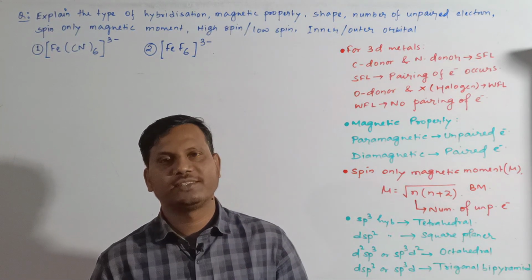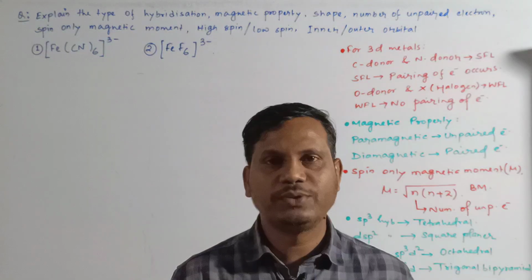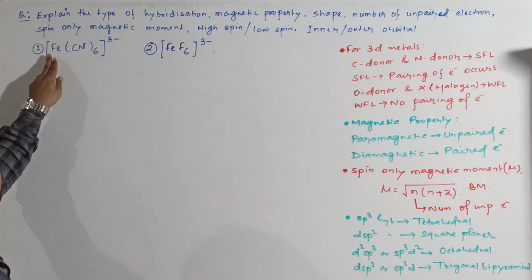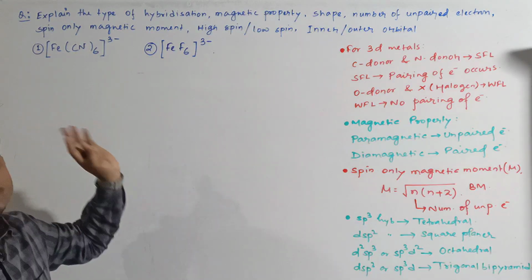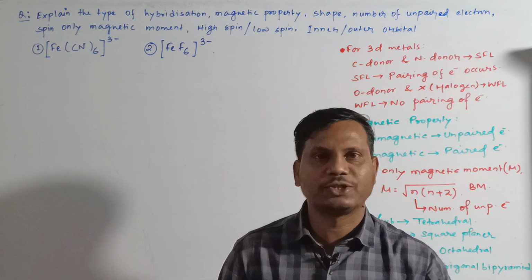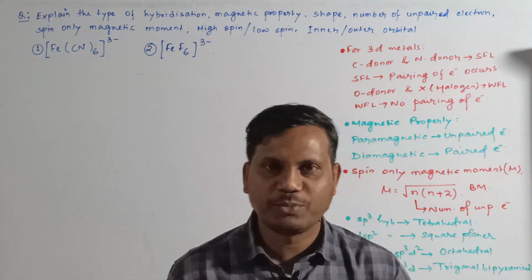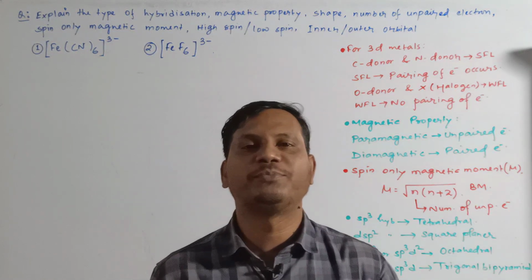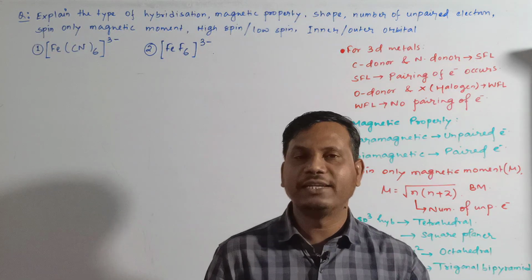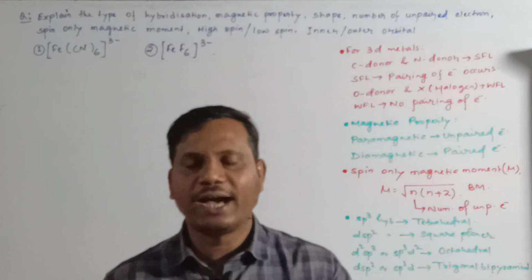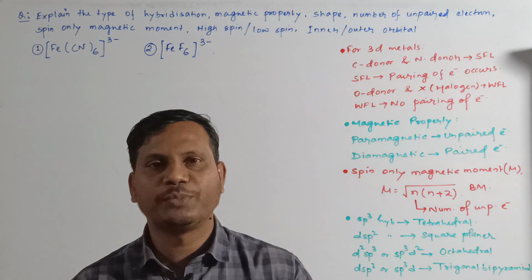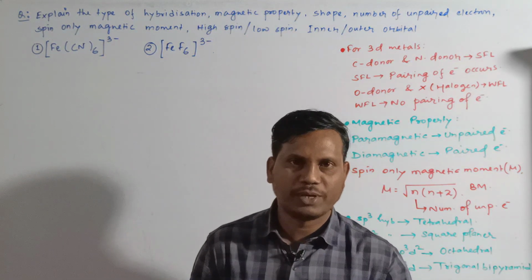So today we will discuss coordination compounds. Take one question. The given complex is [Fe(CN)6]3-, and in the given complex we have to find the hybridization, shape, magnetic property, number of unpaired electrons, spin only magnetic moment, inner orbital, outer orbital, high spin, low spin. In exams, any 3 to 4 of these topics are given for 3 or 4 marks.